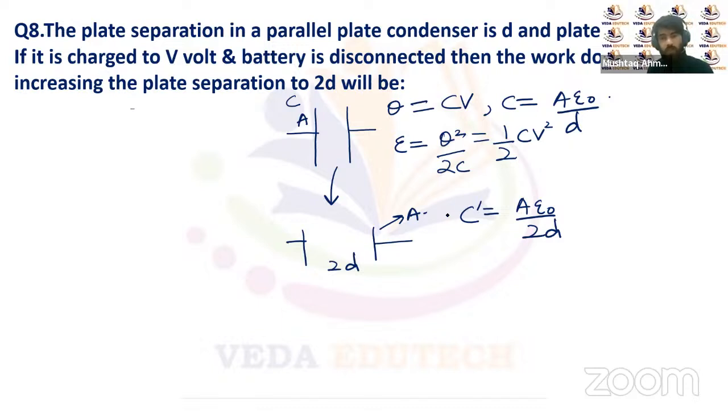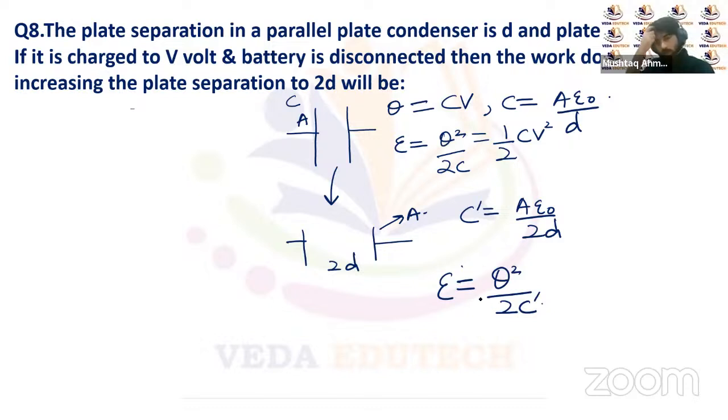Now the total charge is a constant here, right? The charge before has to be equal to the charge after, because this capacitor is not connected to any external load, so the charge will not be dissipated. But in this case, the new capacitance becomes A epsilon naught upon 2D, and the total charge has to be the same. So the new energy will once again be Q square upon 2C dash, right?